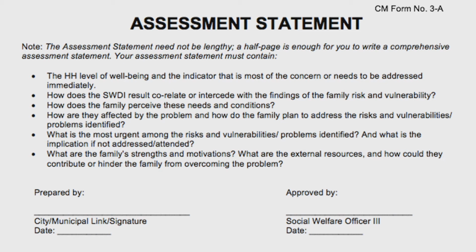Number 3. Finally, the case manager's judgment about the seriousness or urgency of the problem. What is the most urgent among the risks and vulnerabilities or problems identified? What is the risk level category? And what is the implication if not addressed or attended? Now let's come up with an assessment statement for the Antonio family.